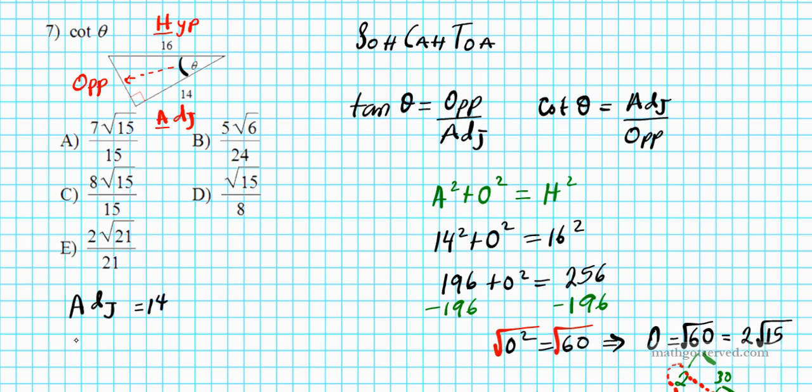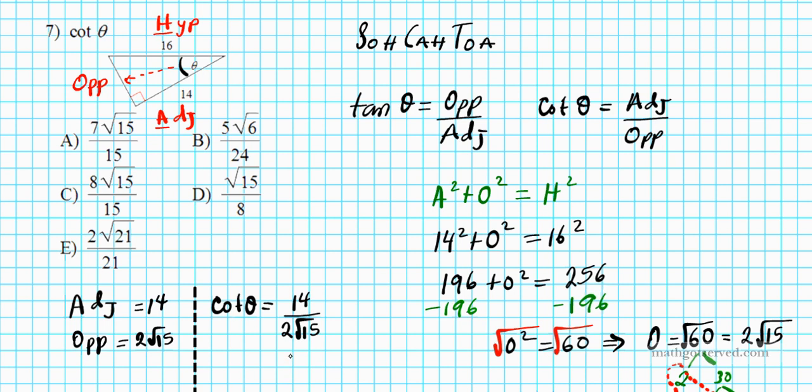The opposite, we just determined it to be 2 root 15. So what is cotangent theta going to be? Cotangent, we indicated earlier, is adjacent over opposite. So cotangent theta is going to be 14 divided by 2 root 15. Okay?